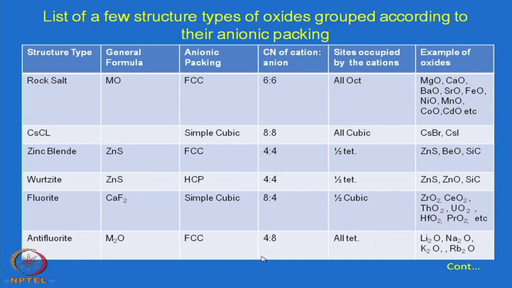Here the cation has a 4-fold coordination, whereas the anion has an 8-fold coordination, and all tetrahedral sites are filled up, which is quite obvious. In the fluorite, because of the particular formula, only half of the cubic interstitial sites are occupied, whereas here all the tetrahedral sites are occupied because the ratio is M2O. Okay. So, the number of metal cations is double the number of anions, so that all the tetrahedral sites are actually filled up.